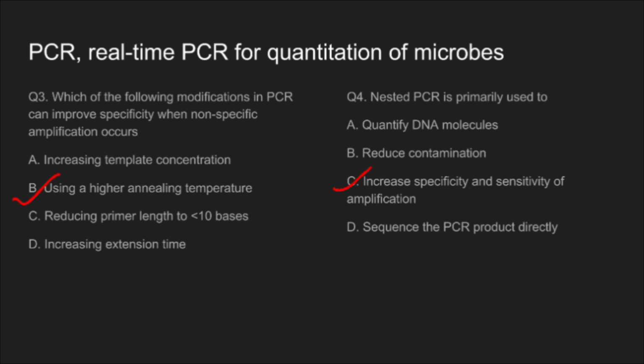So this nested PCR uses 2 sets of primers in successive reactions. The second set of primers targets within the first PCR product to reduce the non-specific amplification.